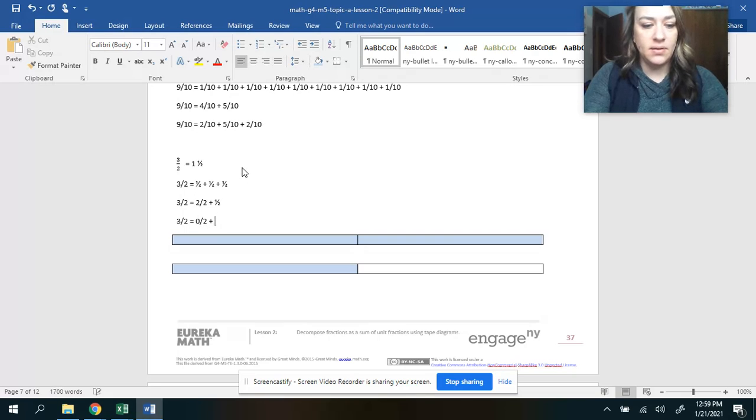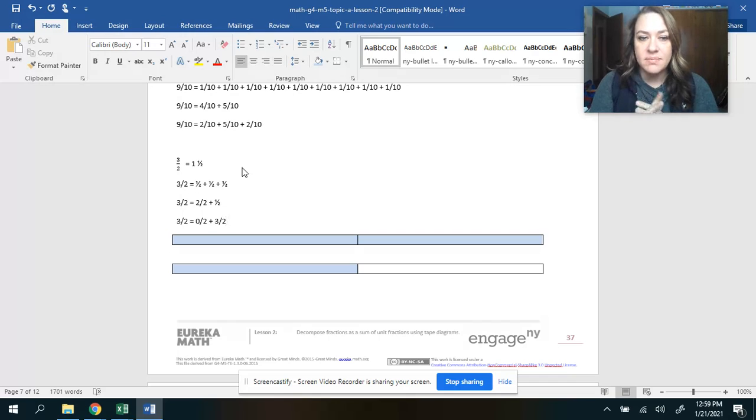or we could have gone 0 halves plus 3 halves. We did a little bit different than what we did earlier. Okay, so numerator, top number, when it's bigger than the bottom, your denominator, you have more than one whole.